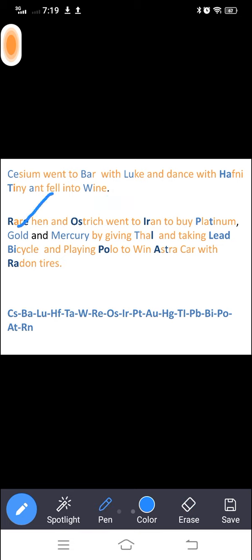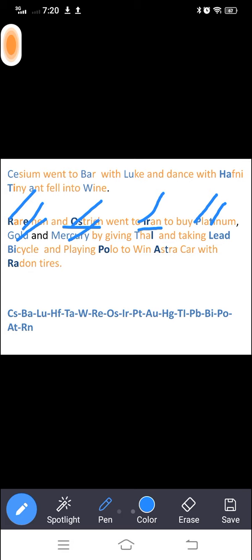A rare hen, RE, it represents the rhenium. Rare hen and ostrich, OS, osmium, went to Iran, IR, iridium, to buy platinum, PT, platinum, gold, and mercury.